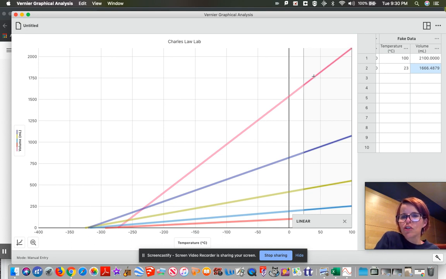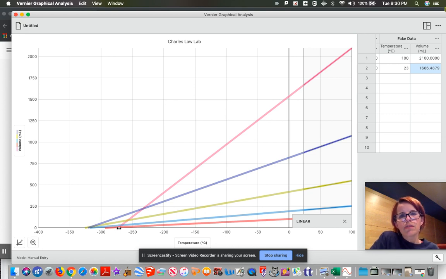So this was the original line right here. This is the first point at 100 degrees. This is the second point at 23 degrees. It was a bigger beaker. But notice that if we extrapolate and we keep following that line down, we land at almost exactly minus 273 degrees Celsius, which is absolute zero.